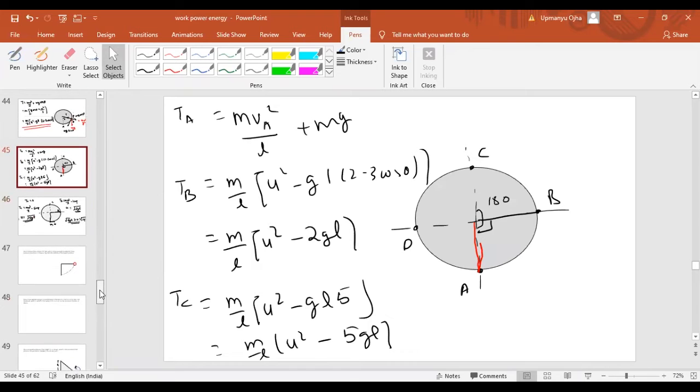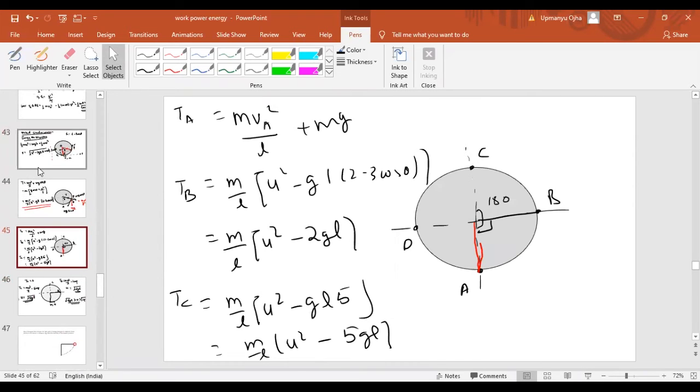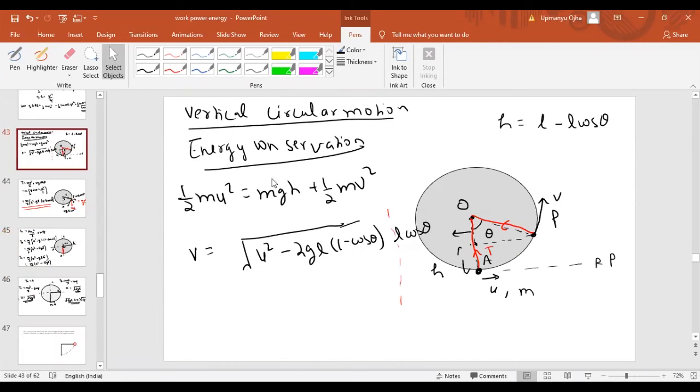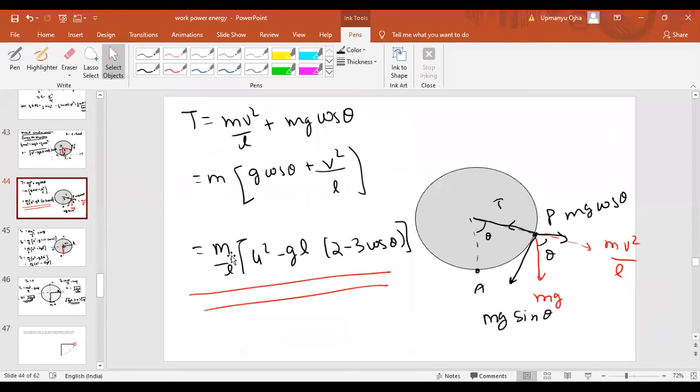If you just remember these two formulas, I have derived them. The velocity at any point in a vertical circular motion will be u square minus 2gl(1 minus cos theta), and the tension at any point will be equal to m by l times (u square minus gl(2 minus 3 cos theta)). If you remember these two formulas, you can find the velocity at any point.